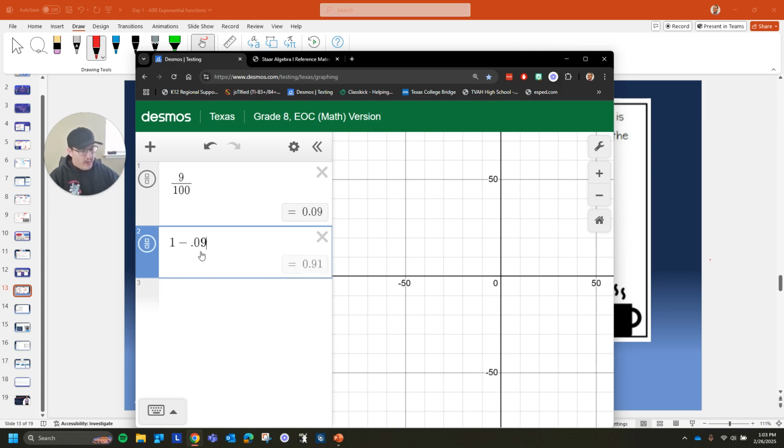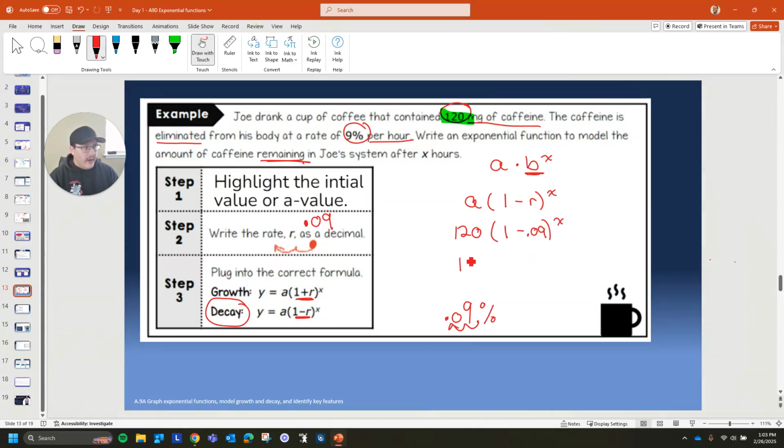1 minus 0.09, which will give us 0.91. So this is 120 times 0.91 to the X power. If you want, you could put Y equals, you could put F of X. Whatever the problem has, that's what you put. And that's how we create this exponential model of Joe drinking a cup of coffee and having it eliminated from his body after a certain amount of time.